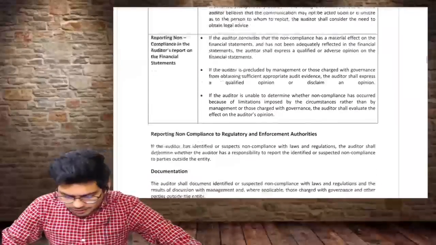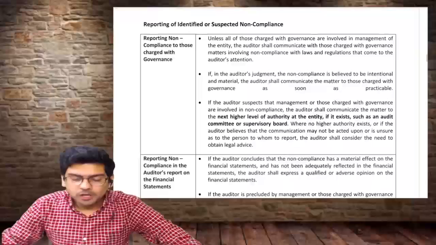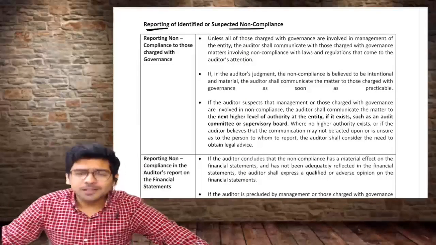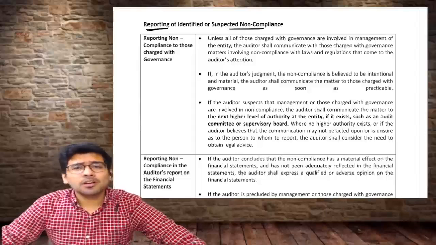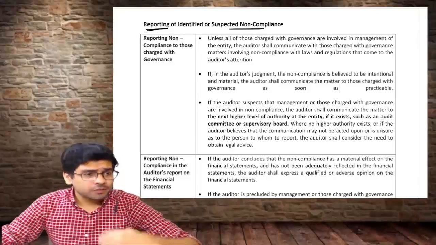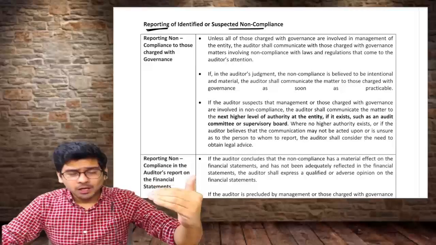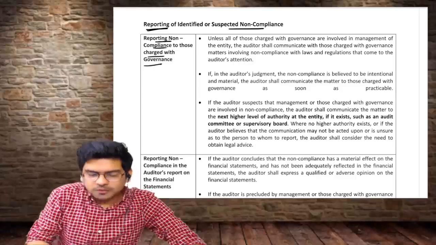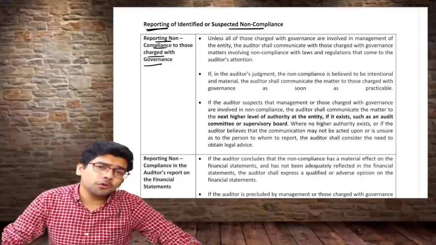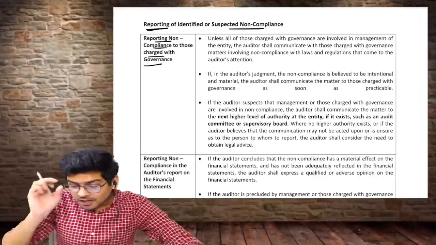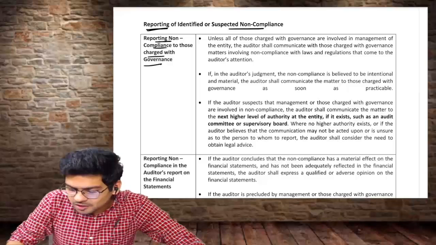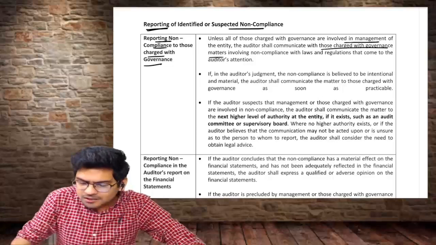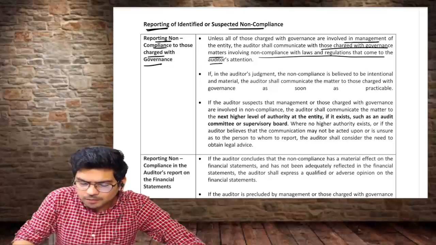Then the last part of the standard deals with reporting of identified or suspected non-compliance. How shall we be reporting? I told you that whenever the auditor identifies or suspects a non-compliance, he needs to discuss the same with TCWG or the management. So first thing is reporting non-compliance to those charged with governance. As soon as we find any non-compliance, we are going to report it to the TCWG. Unless all of those charged with governance are involved in management of the entity, the auditor shall communicate with TCWG matters involving non-compliance with laws and regulations that come into the auditor's attention.